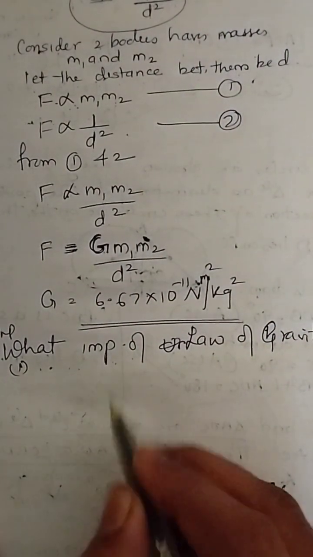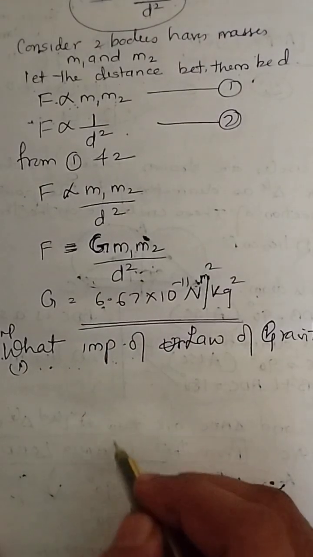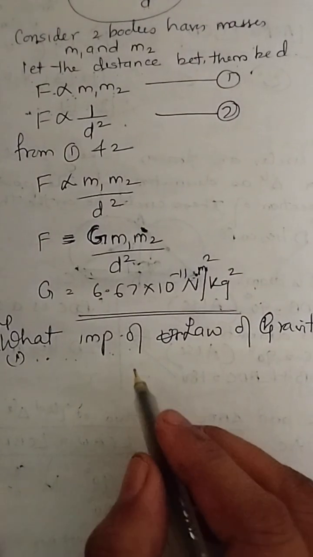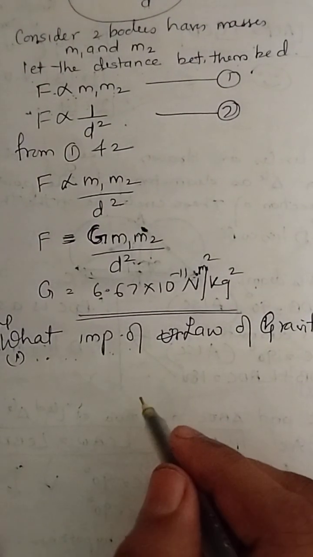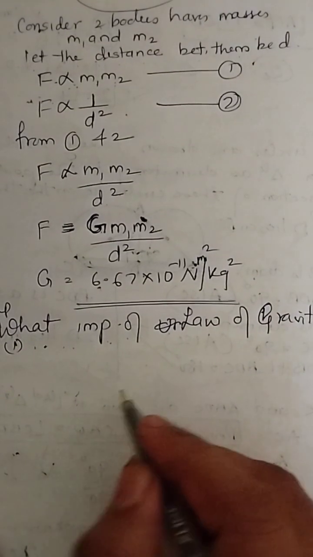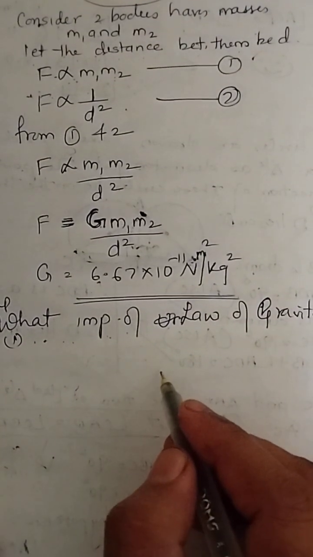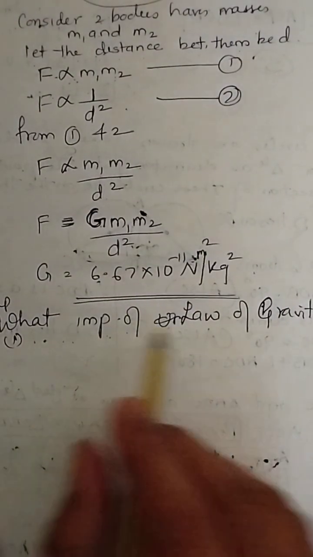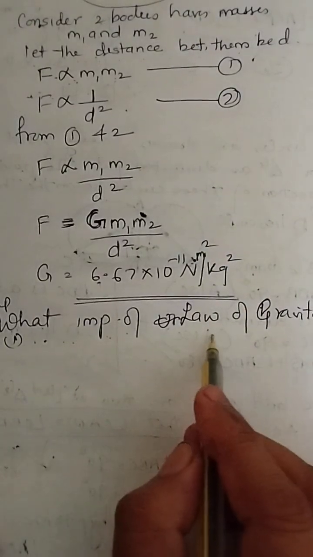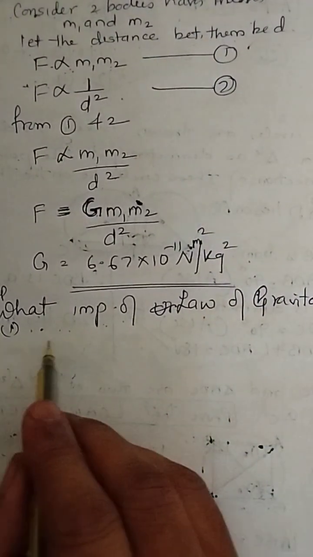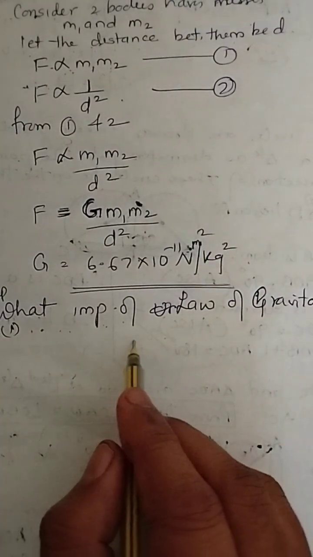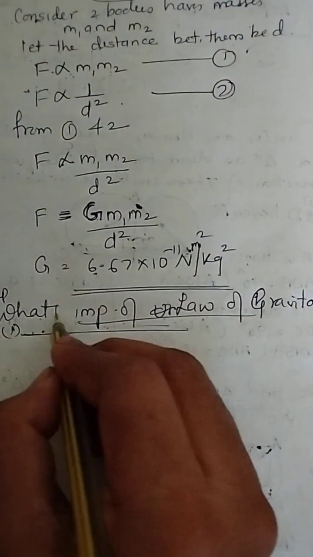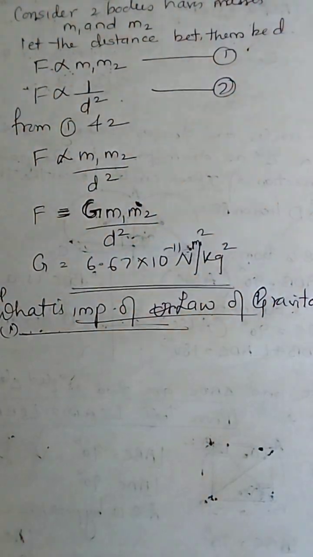Tides, what do you mean by tides? Sometimes the water level will increase, sometimes it will decrease. That we call the tides, the rise and fall in the level of water. That is also due to the gravitational force, and the flow of water is also due to the gravitational force. So if you remember any four of these, it is there in the textbook: the force that binds us to the earth, motion of the moon around the earth, motion of the planets around the sun, occurrence of tides, and the flow of water. It's a very important question: what is the importance of the law of gravitation?